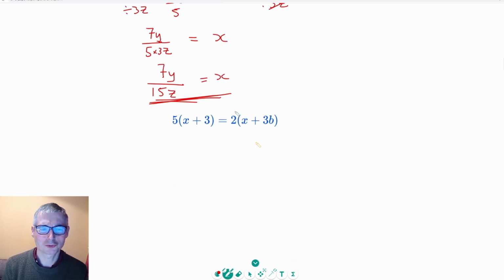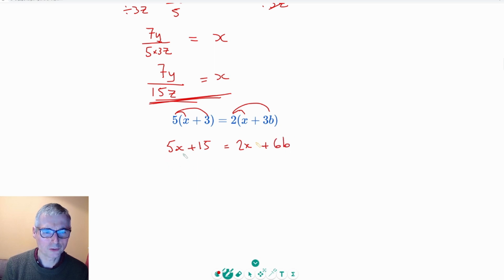In our next example, I'm just trying to do more difficult examples as we go along. We've got brackets. So what I'm going to do is multiply out the brackets on both sides first of all. So I've got 5 times x will give me 5x. 5 times positive 3 will actually give me positive 15. And then that's going to be equal to 2x. So 2 times x is 2x. And then 2 times 3b, so plus 6b. That will give me if I multiply the number part together.